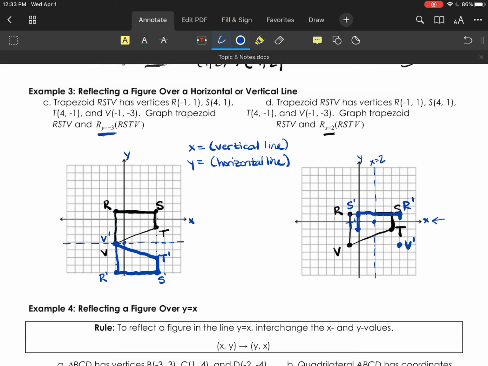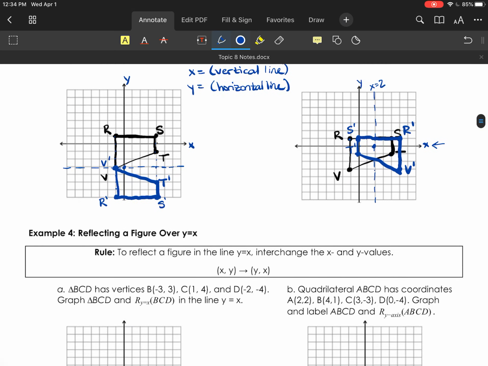Once I have those drawn, I connect them to make the image of my trapezoid. So you have your pre-image and image. Sometimes your pre-image and image overlap, just like we saw on one of the previous examples, and that's okay.